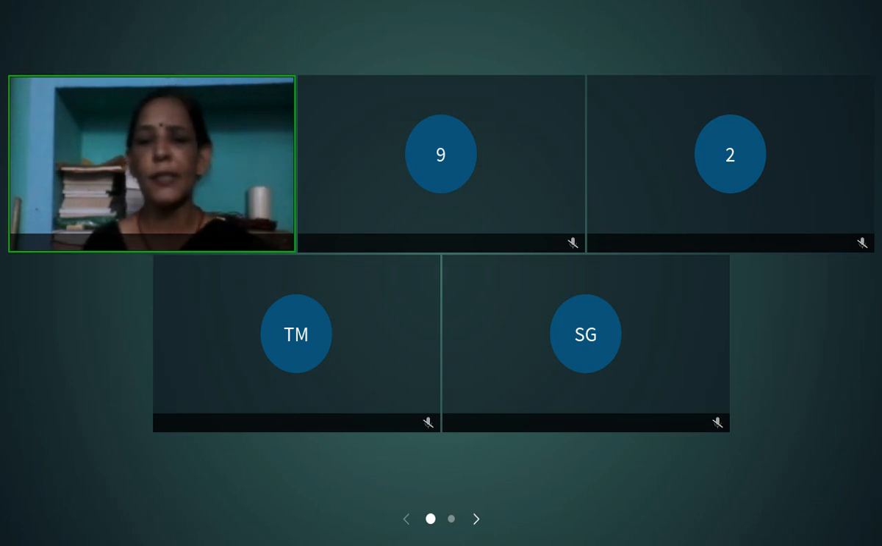Last statement from Sunanda. If you can speak, dear. Sunanda, if you can unmute your speaker and present your opinion. I think Lavanya has left us, so I want to hear from Sunanda. What is your opinion, dear? Do you think the government is really taking good steps?